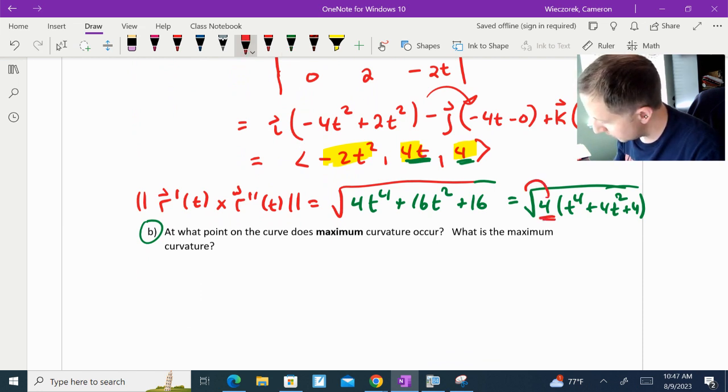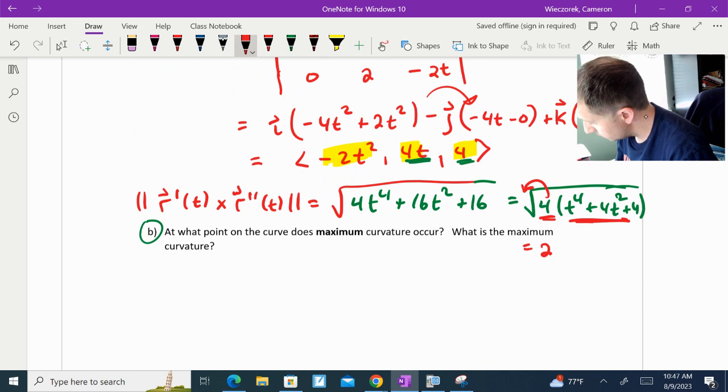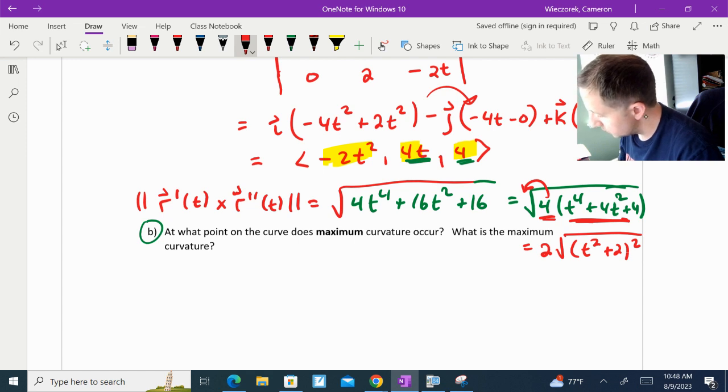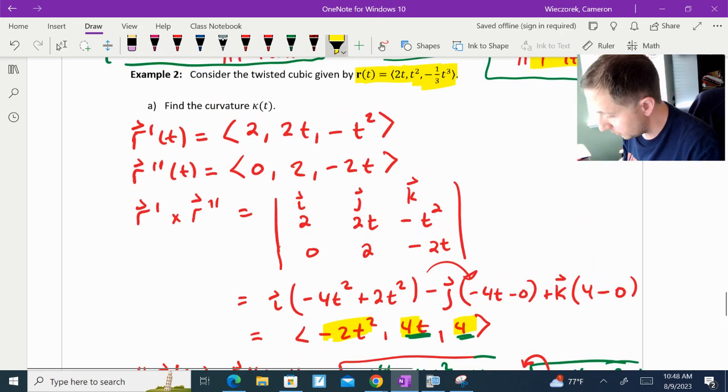This 4 can come out as a 2. So you get 2, and this expression is a perfect square binomial. So that factors into t squared plus 2 quantity squared. Square root of t squared plus 2 quantity squared would be 2 times t squared plus 2. No absolute value bars needed because that expression is always positive. Okay, so that's the numerator of our expression.